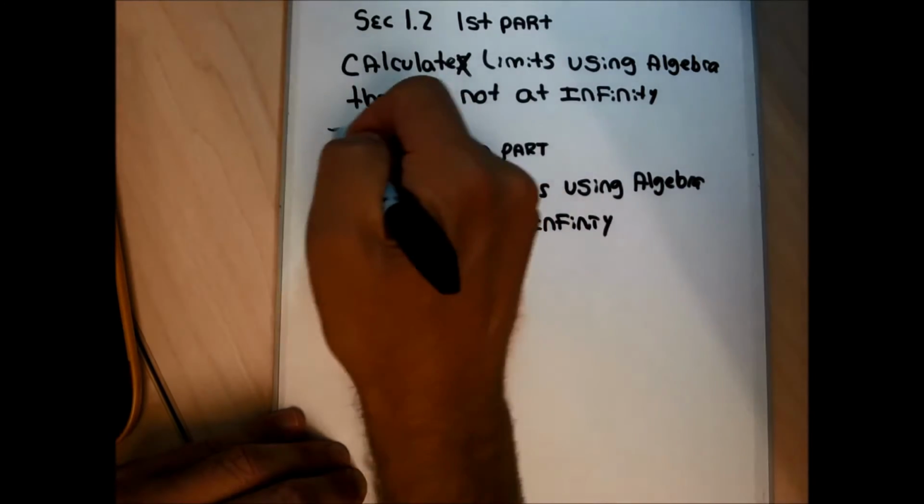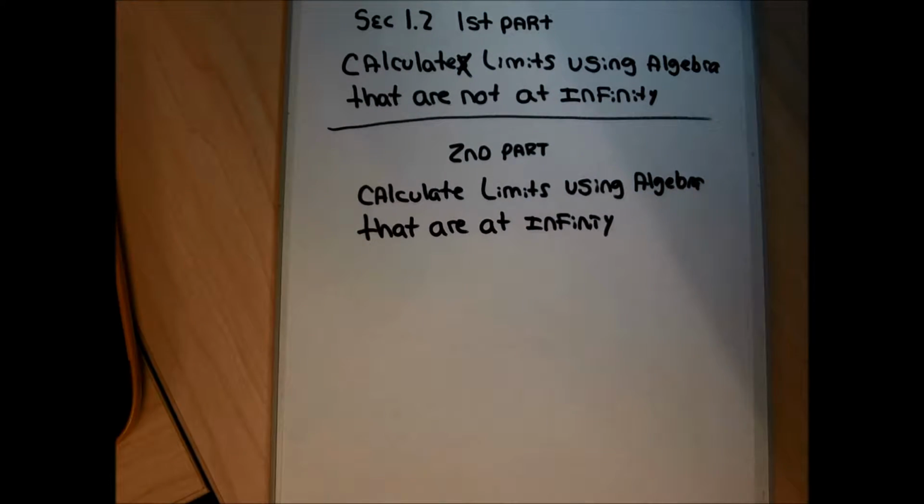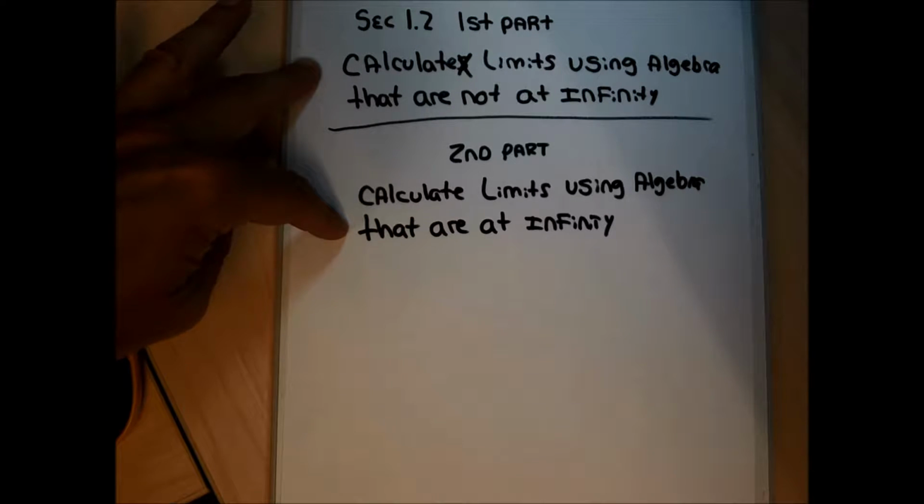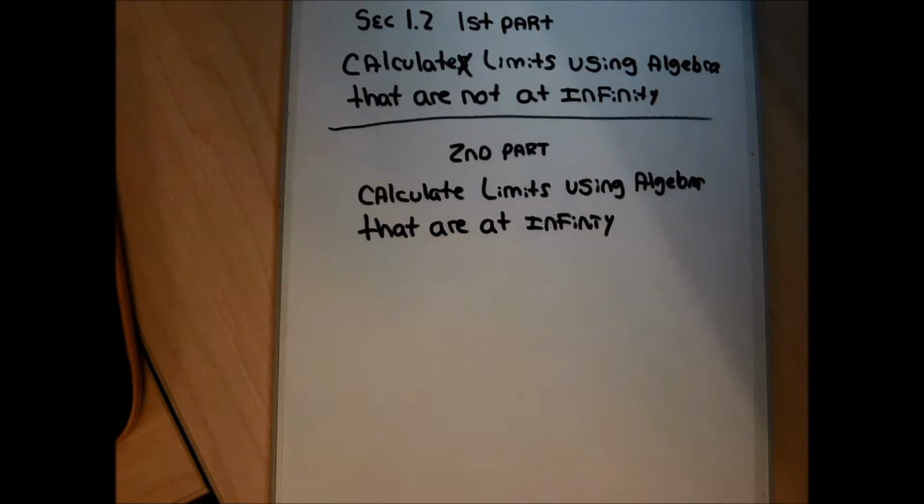And they're completely different. Calculating a limit that's not at infinity is very different than calculating a limit at infinity if you're using algebra. If you're using a graph to find a limit or a table to find a limit, then limits at infinity and limits that aren't at infinity are more or less the same.